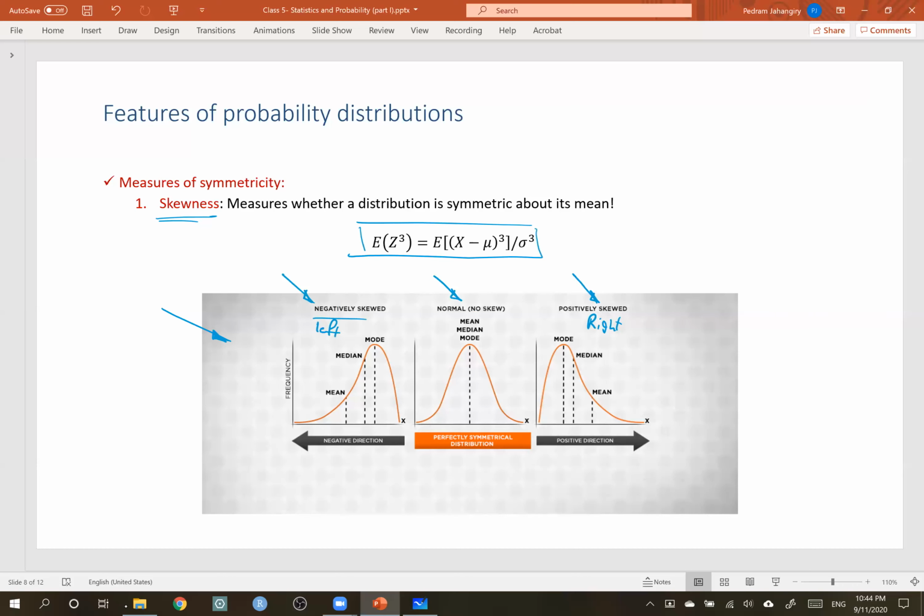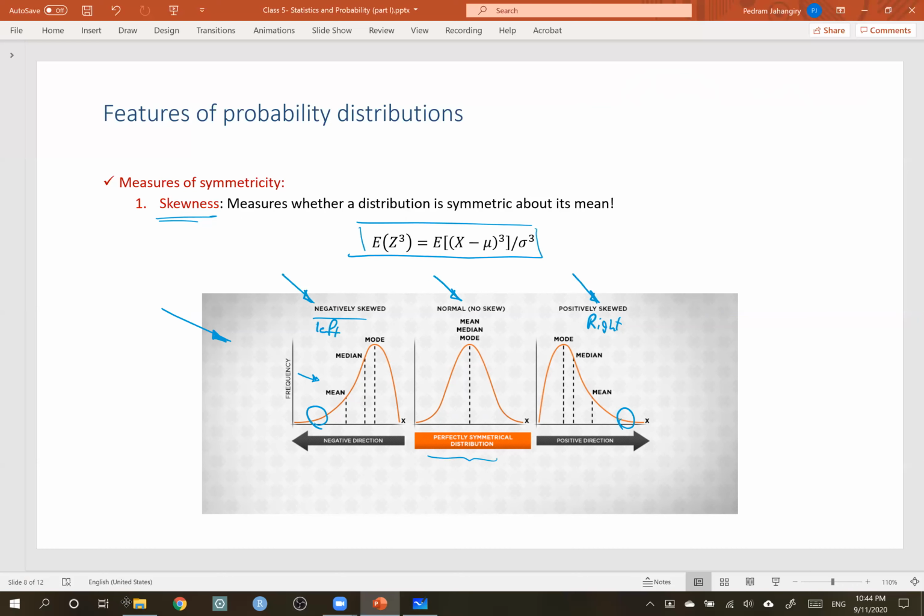And how do I know that when I give you a shape of distribution, it is left or right skewed? You look at where the tail is. Tail is on the left, we call it left skewed or negatively skewed. Tail is on the right, we call it right skewed or positively skewed. And when it is symmetric, there is no skew.